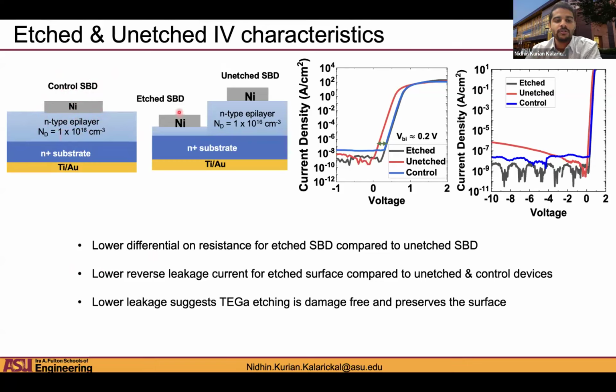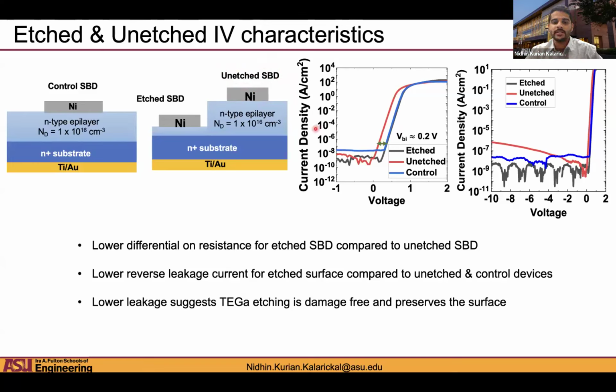So this control Schottky diode is not exposed to the high temperatures. Okay. Now we also fabricated 2 other diodes. One is the etched Schottky diode, which obviously is, as the name suggests, after the TEG etching, you fabricate diodes on the etched surface, right? We also have these unetched Schottky diodes, which are essentially regions which were initially masked using silicon dioxide, and the silicon dioxide mask was later removed after the etching process. So that's the unetched Schottky diode.